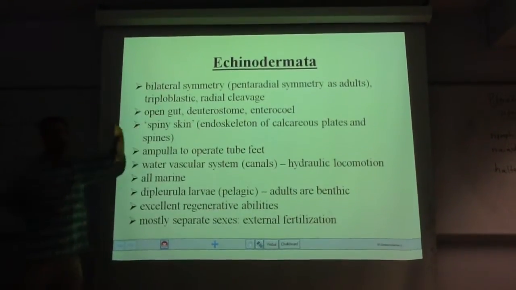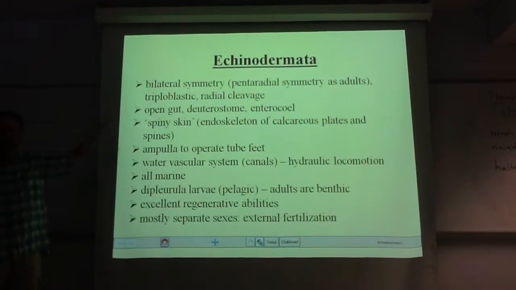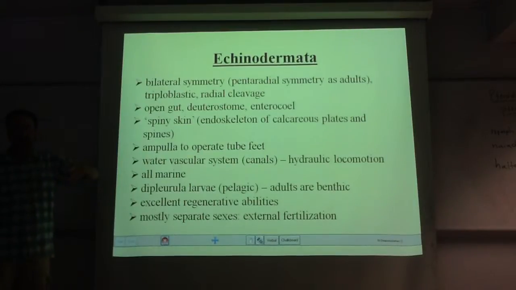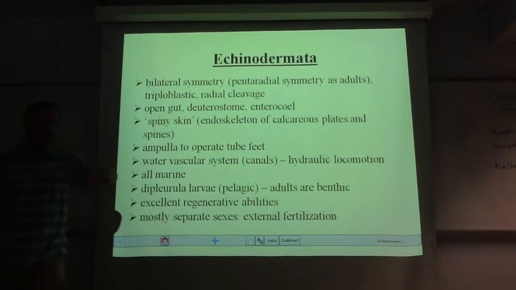They're triploblastic. That's not a surprise. They're bilaterians. They have mesoderm, right? They have radial cleavage. Now, you all know what that means, right? Nobody's going to confuse that with radial symmetry, right? What does radial cleavage mean again?